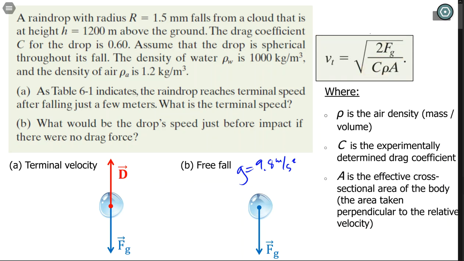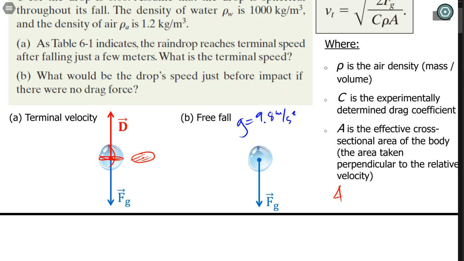Drag coefficient is something that's given. And this symbol here, rho, is the density of the air that the raindrop is falling through. Even though we're given the density of water, we'll need that for something else. And this area is something special here. It's the cross-sectional area taken perpendicular to the relative velocity. We're assuming this to be a sphere, so the cross-sectional area is a circle. So the area is simply pi r squared.